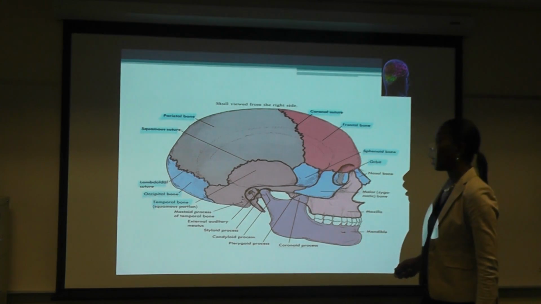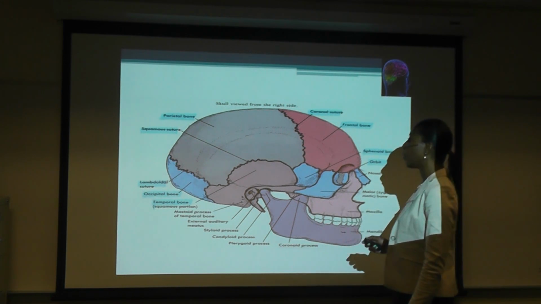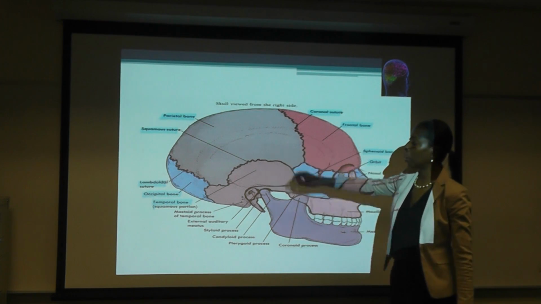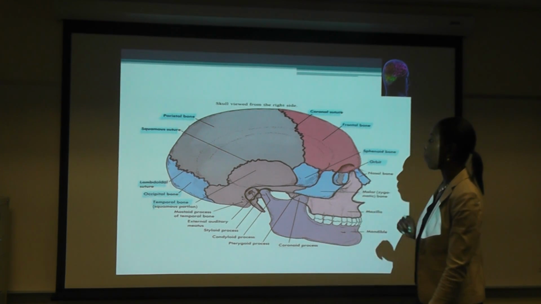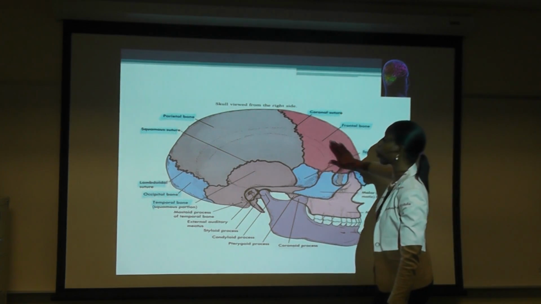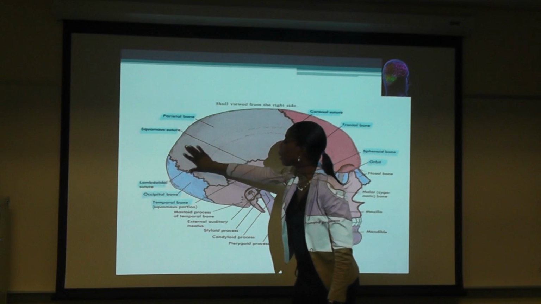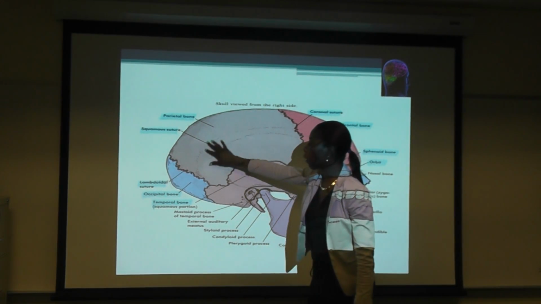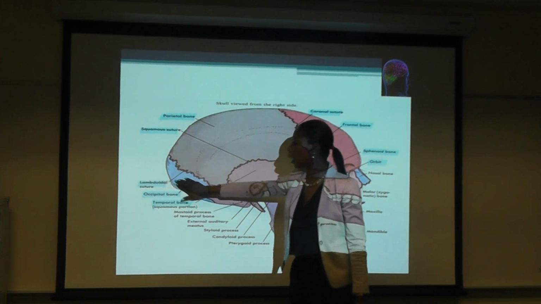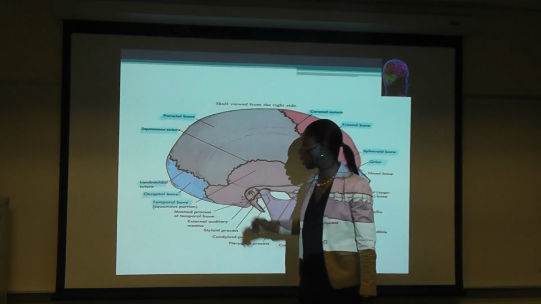Okay, we're going to start first with the cranial vault. Okay, and the cranial vault is made up of frontal bone, parietal bone, occipital bone, and the temporal bone. The frontal bone here in pink covers the frontal lobe. Okay, the parietal bone here in gray covers, again, the parietal lobe sits underneath it. Then you have the occipital bone here in blue, and the occipital lobe sits underneath that.